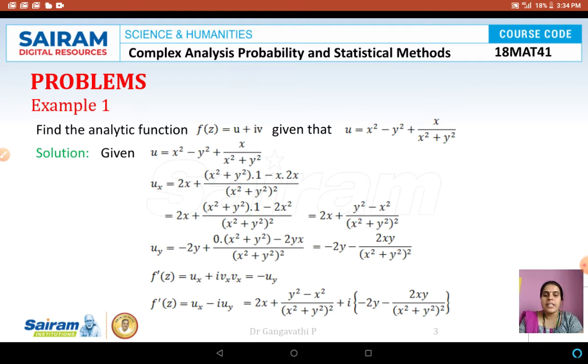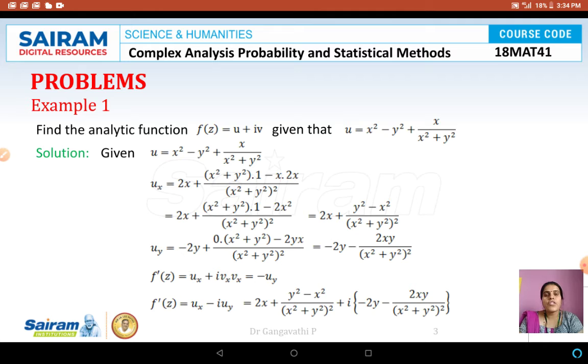Now let us simplify this. 2x plus x square plus y square into 1 minus x into 2x is 2x square, and the denominator is as it is. So now the numerator is x square plus y square minus 2x square. So it gives us y square minus x square by x square plus y square the whole square. So this is our ux.